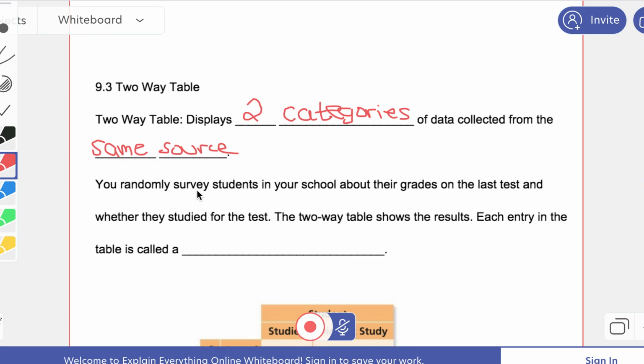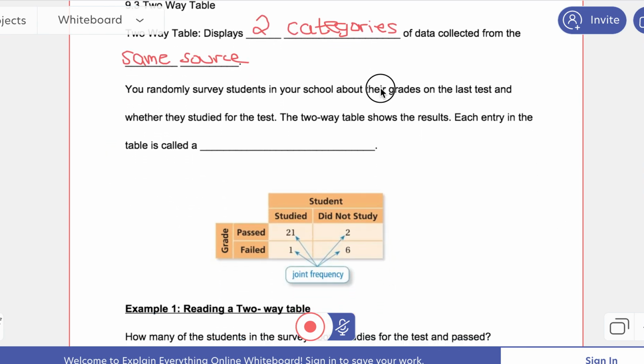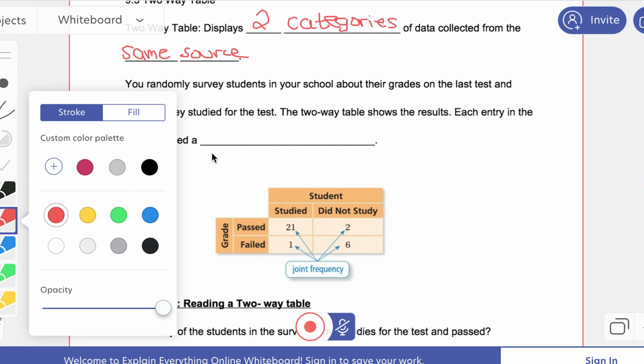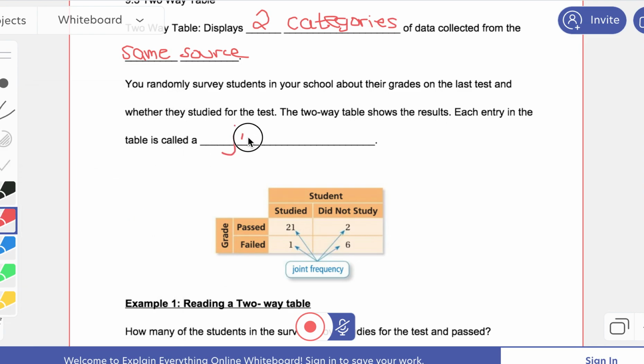Now, let's say that you randomly survey students in your school, and this would actually be very interesting to do for our class. You survey students about their grades on the last test and whether they studied for the test. The two-way table here is going to show the results. And each entry in this table, so 21, 2, 1, 6, is something called a joint frequency.